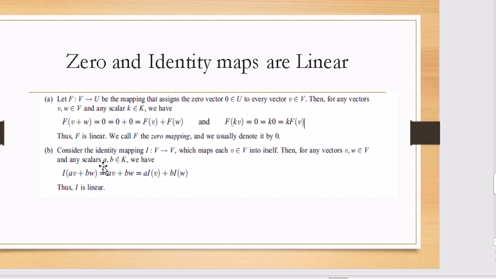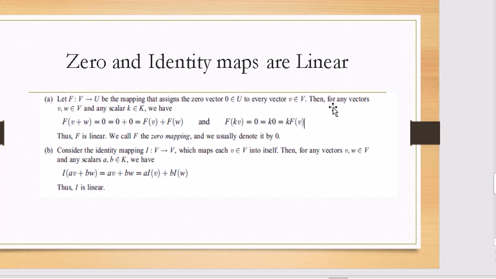Next, here are two other basic functions which we will prove are also linear: the zero map and the identity map. So what is the zero map? The zero function is a function which assigns the zero vector of U to every vector of V. That is, every vector of V is mapped to the zero vector of U.